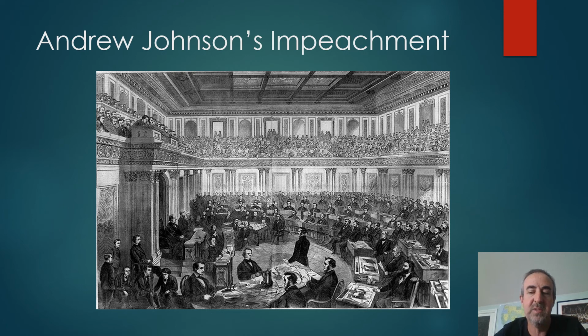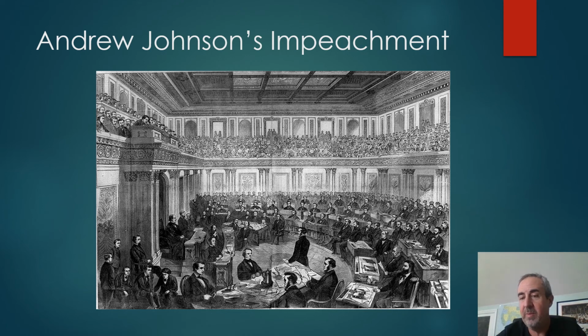In particular, this was designed to protect the Secretary of War, Edwin Stanton, who was a fan of the Republicans. Republicans were fans of him. They wanted him to stay in office. And so the idea is with the Tenure of Office Act, Johnson couldn't just remove Stanton from office without getting the Senate's consent.